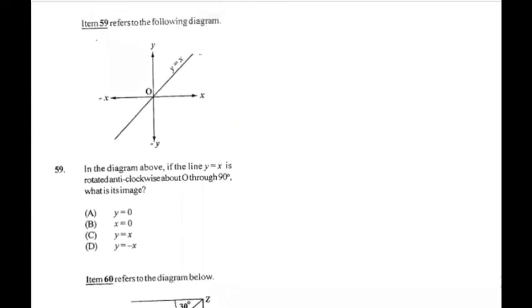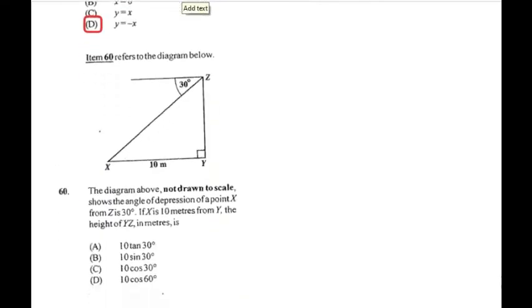59. In the diagram above, if the line y equals x is rotated anticlockwise about O through 90 degrees, what is its image? So this y equals x is rotated 90 degrees anticlockwise, so therefore it will end up at this point. It's a Cartesian plane. If you know the signs for a Cartesian plane, so right here x will become negative, so therefore y is equal to negative x, and 59 is D.